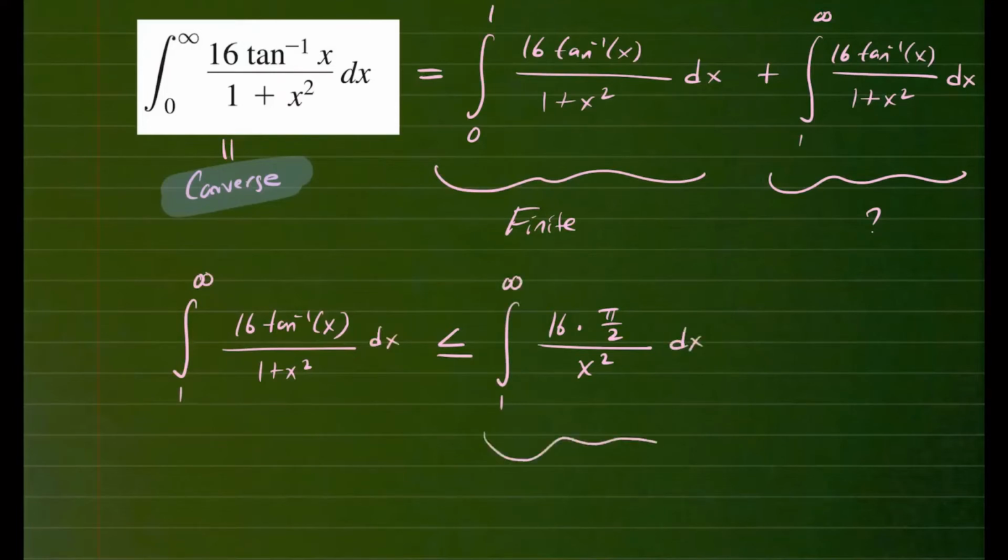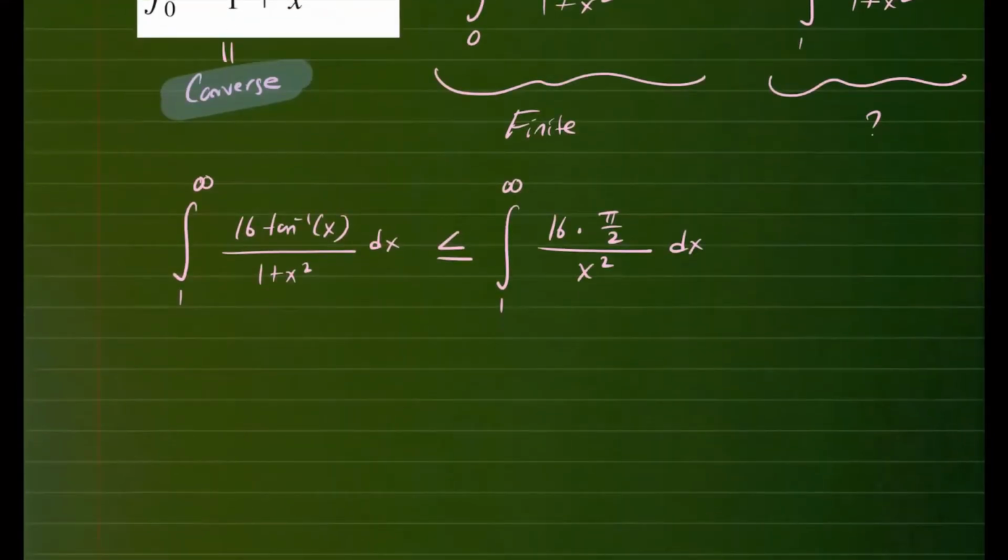So if I can show that this converges, then that means the one that lies below will also converge. So let me see if I can work with this integral. If you simplify 16 and pi over 2, you'll get 8 pi times the integral from 1 to infinity of 1 over x squared dx.